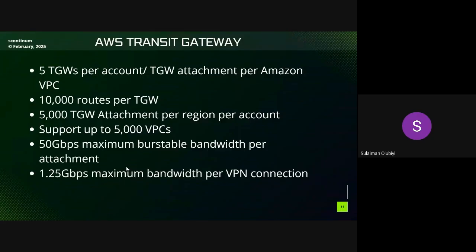I will explain these attachments in my next section, which automatically means VPC. Do you understand? So it has a very high bandwidth, that's 50. And also for the VPN connection, it has like 1.25 for the VPN.